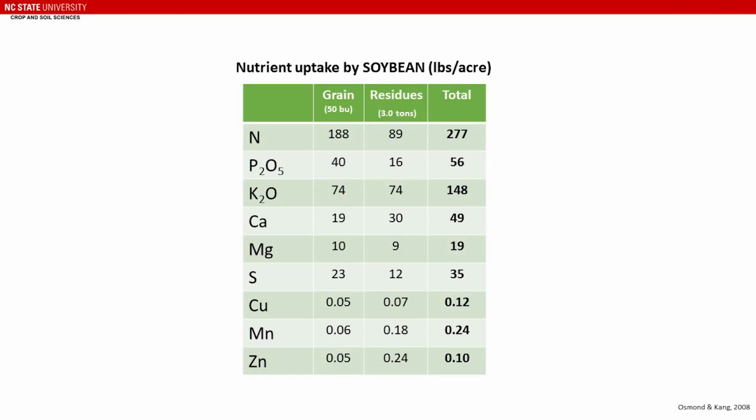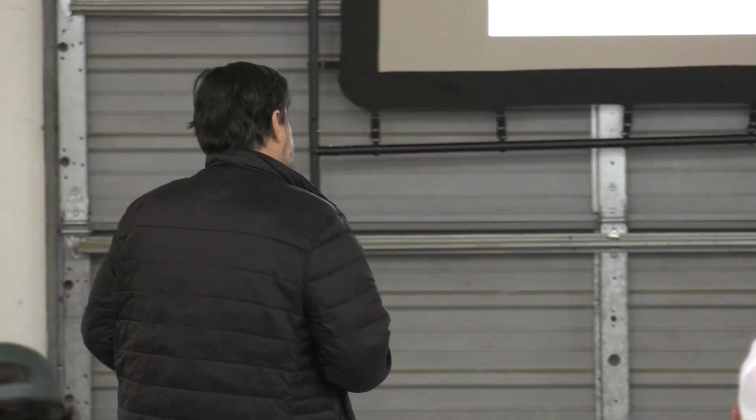And as is the soybean school, we'll go back to the basics and see a little bit about the uptake of these different elements. This is a table showing the main nutrients that soybean will take up to produce 50 bushels to the acre, the amount of those nutrients that will be in the grain, and the amount in the residues. Part of the nutrients the plant takes up will be exported with the grain, and part can go back to the soil, recycling for the next period of time.